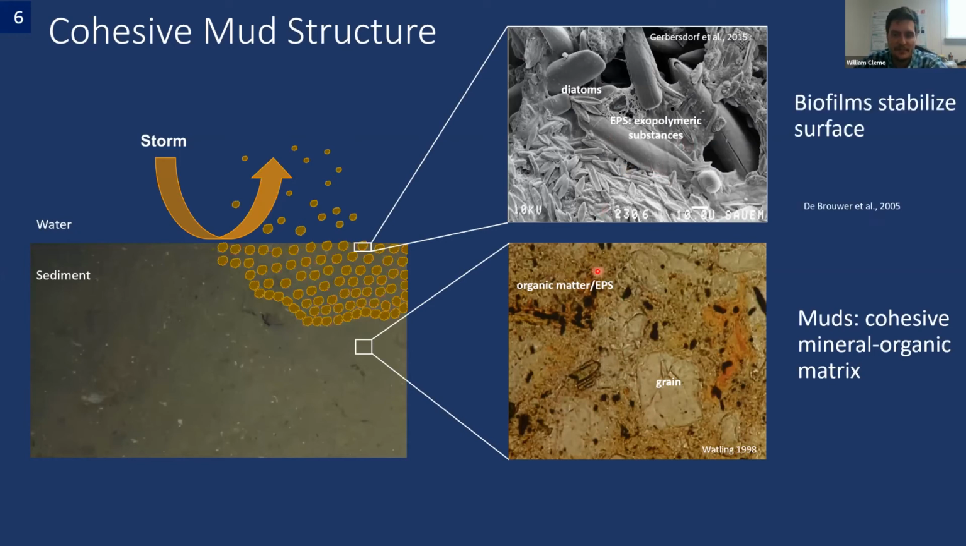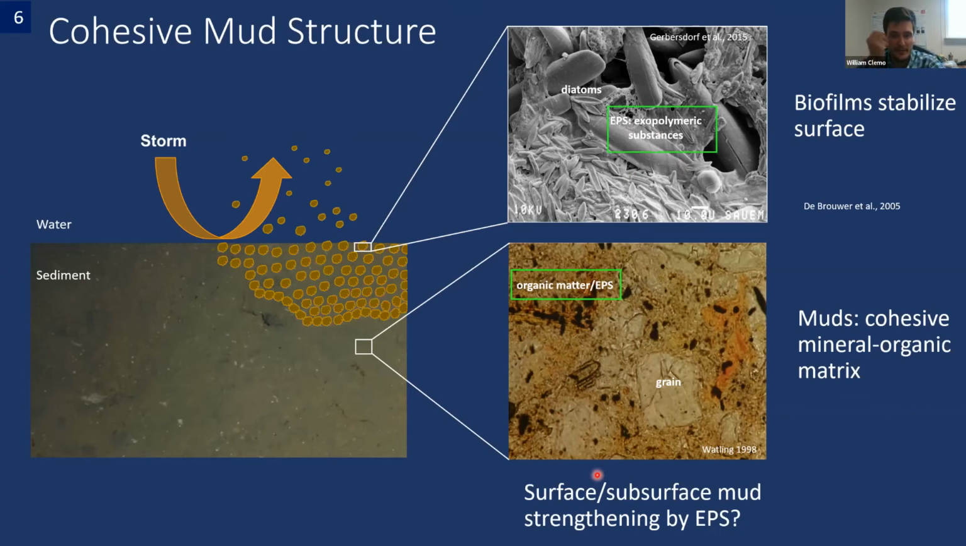So EPS produced by abundant diatoms in biofilms has been shown to reduce erosion of surface sediments, but little work has really examined the role surface or subsurface EPS plays in physically disturbed mud re-strengthening, which may be especially important for subtidal muds in turbid waters that aren't going to have well-developed microalgal biofilms.